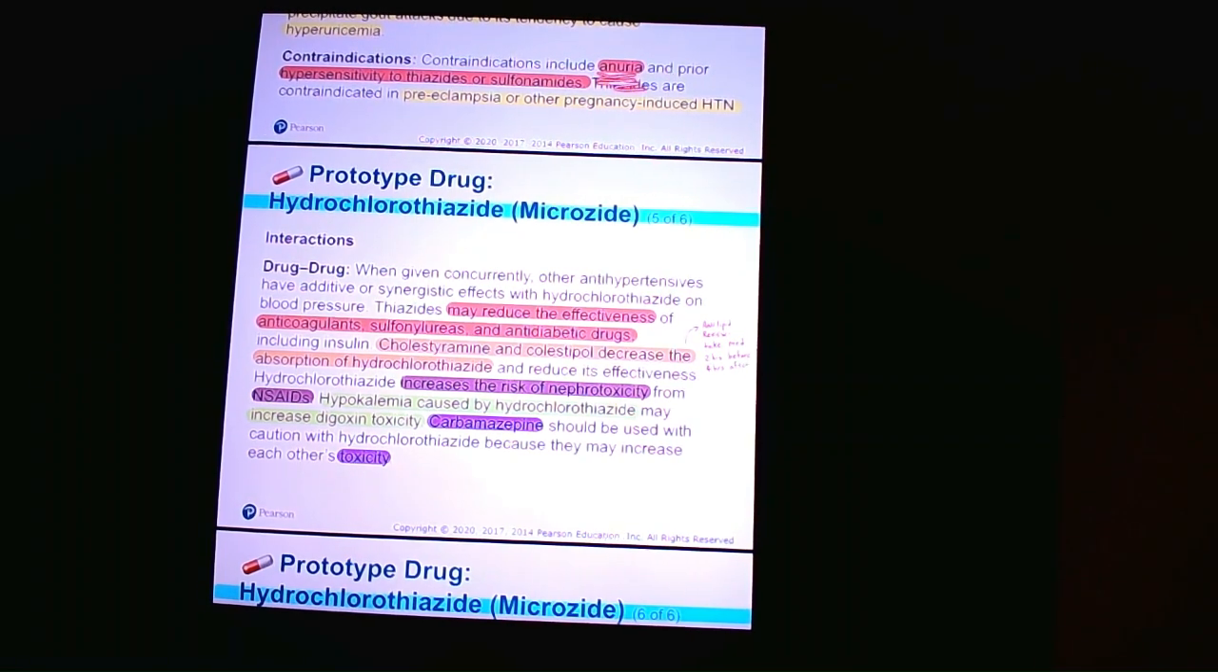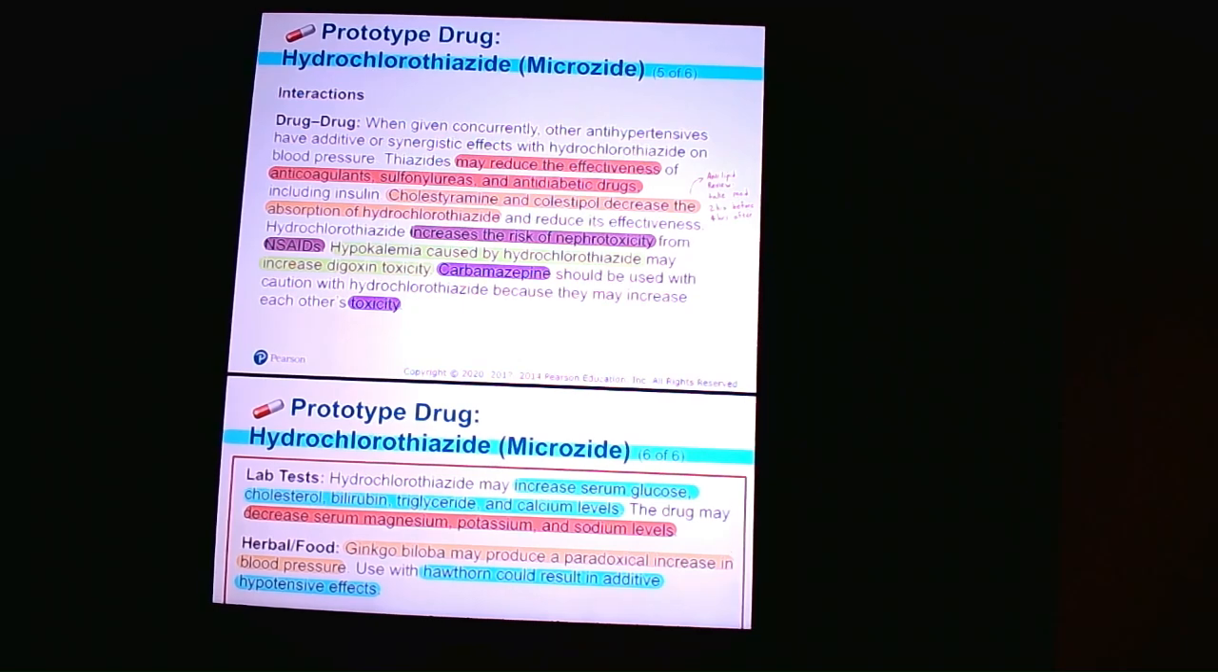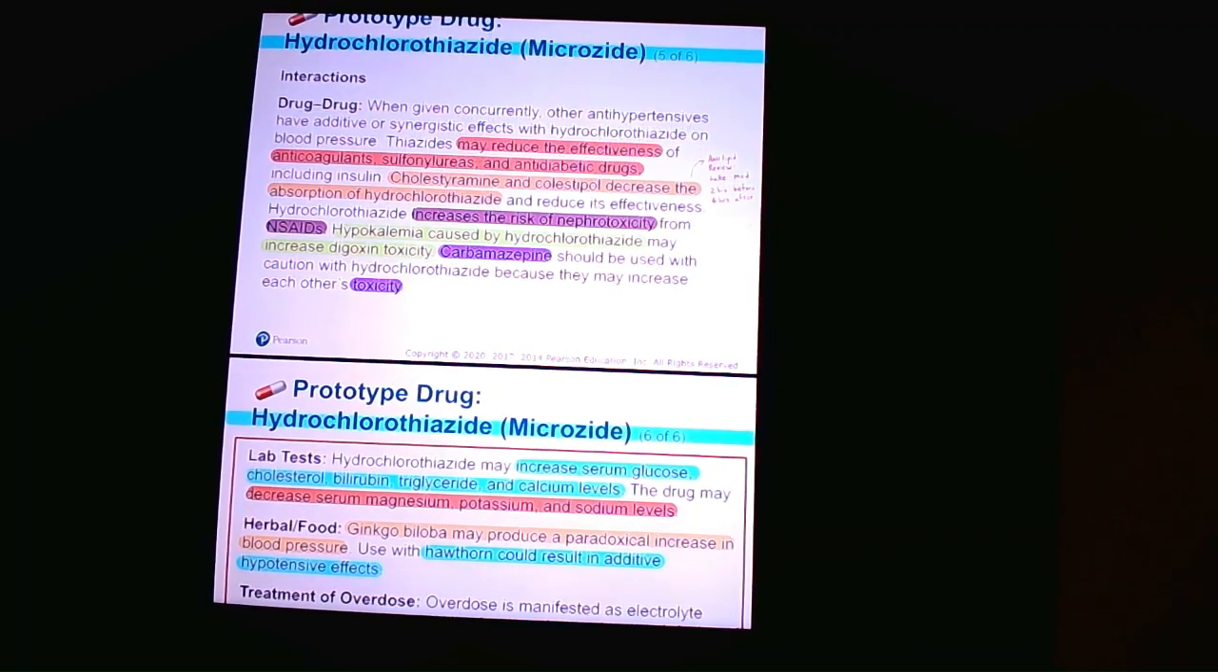Hey, look, there's that anuria again. Allergy to thiazides or sulfa, there's that sulfa again. They are contraindicated for any woman who is pregnant and has high blood pressure due to the pregnancy. They reduce the effectiveness of anticoagulants. Look, sulfonylureas, that's our anti-diabetic drug. So diuretics don't work with anti-diabetics. That sounds like a good rhyme.